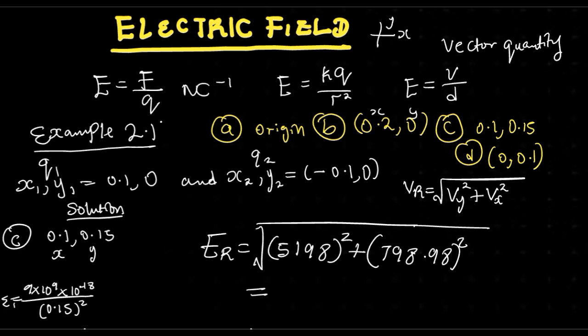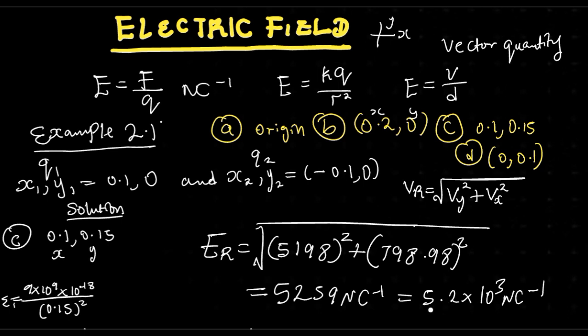So if you press your calculator, you have 5,198 squared plus 798.98 squared, and you root it. You should have 5,259 Newton per coulomb. That's the answer. But in the book, it was approximated as 5.2 times 10 raised to power 3 Newton per coulomb.